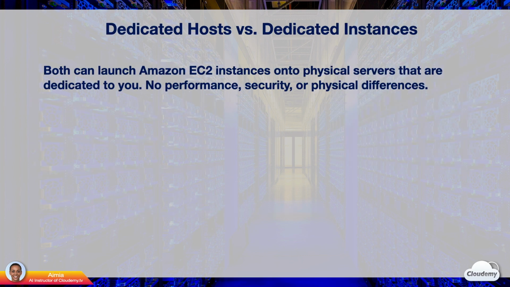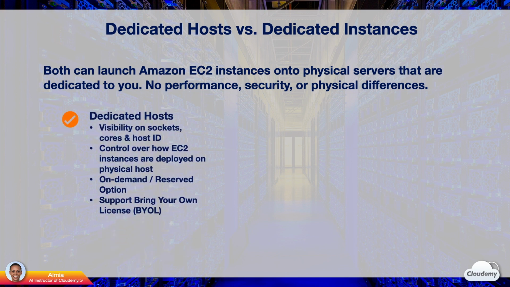Both dedicated instances and dedicated hosts can launch EC2 instances onto physical servers that are dedicated to you. There are no performance, security, or physical differences between dedicated instances and dedicated hosts. However, there are some differences between them. With dedicated hosts, you have visibility on sockets, cores, and host ID. You have control over how instances are placed on a physical server. You have on-demand dedicated hosts, and dedicated host reservations for significant discounts.